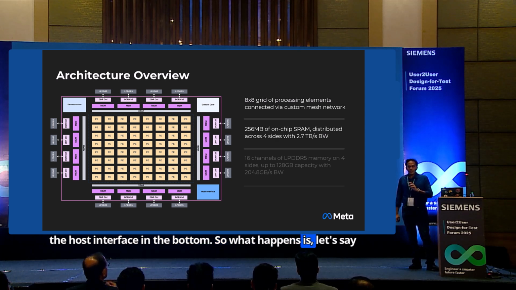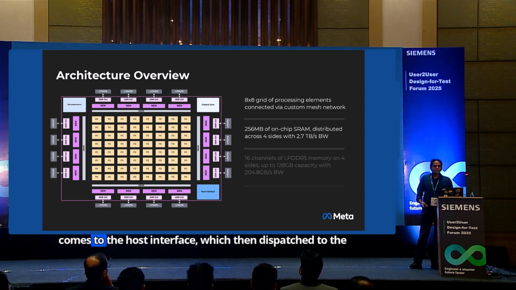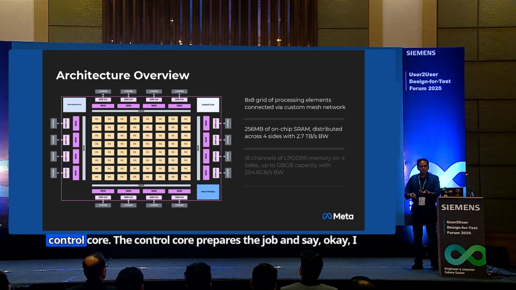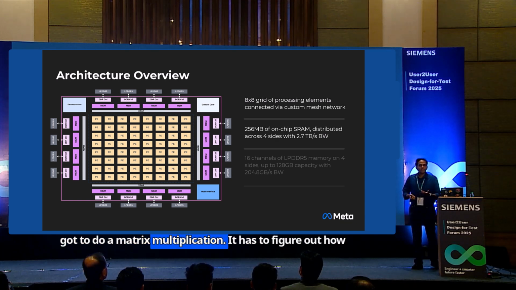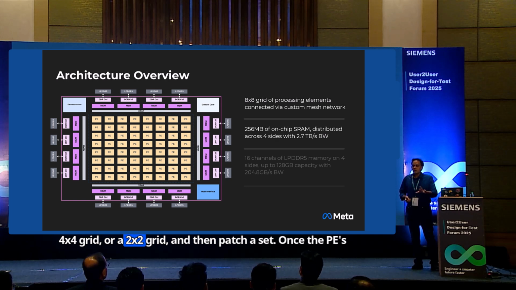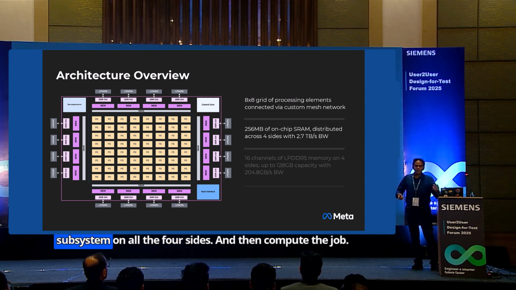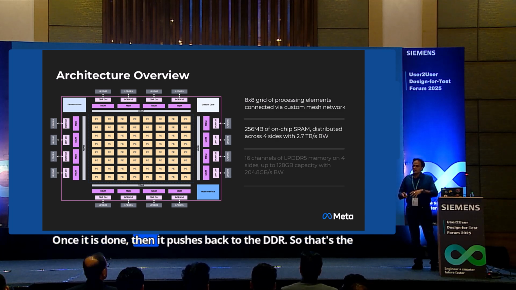What happens is, if a workload comes in from the host, which is our x86 CPU, it comes to the host interface, which then dispatches it to the control core. The control core prepares the job and says, okay, I have to do a matrix multiplication. It has to figure out how many PEs are needed. Then it will say, okay, I need a 4 by 4 grid or a 2 by 2 grid, and then dispatches it. Once the PEs receive the job, they retrieve the data from the memory subsystem on all 4 sides, and then compute the job. Once it is done, it pushes the result back to the DDR. So that's a typical workflow.